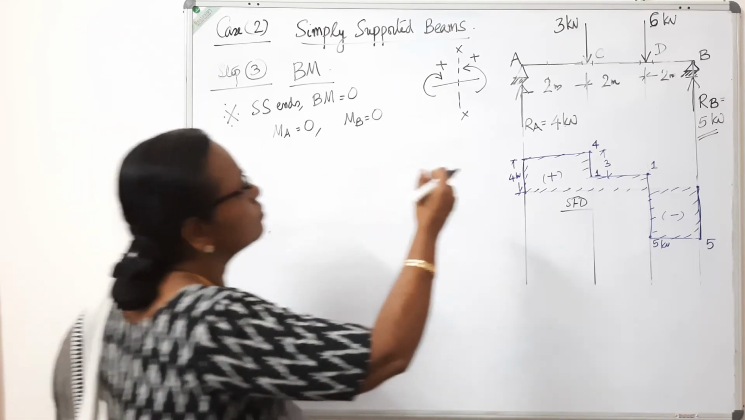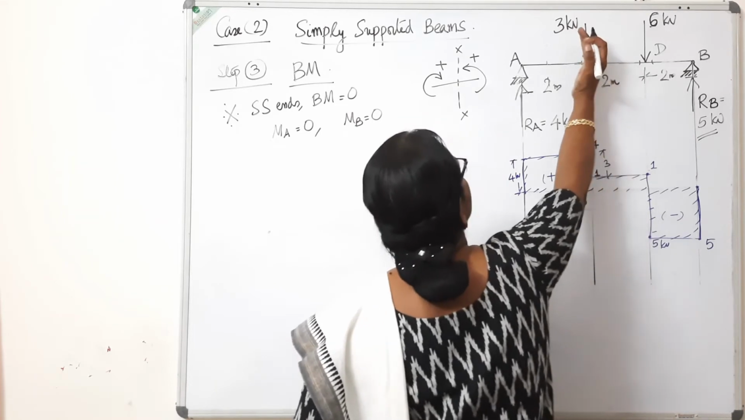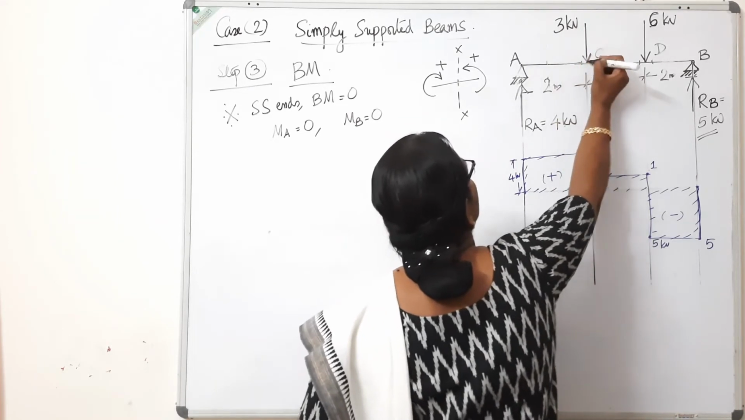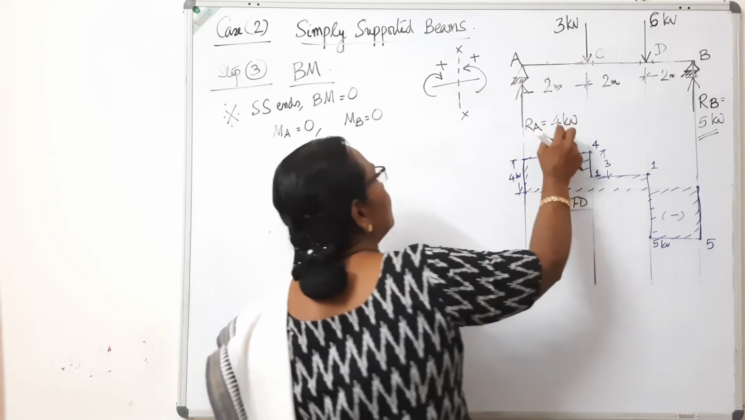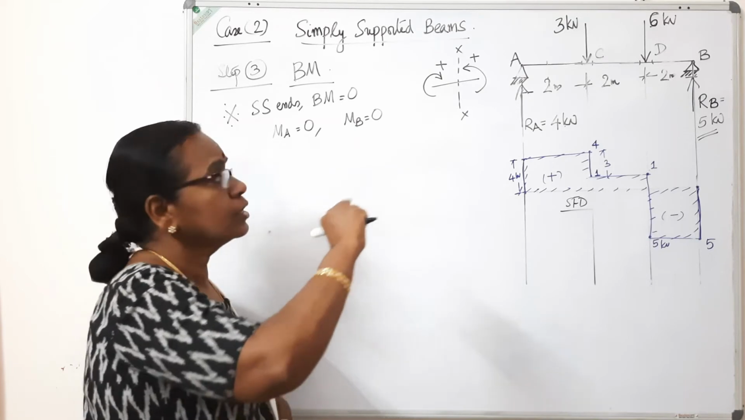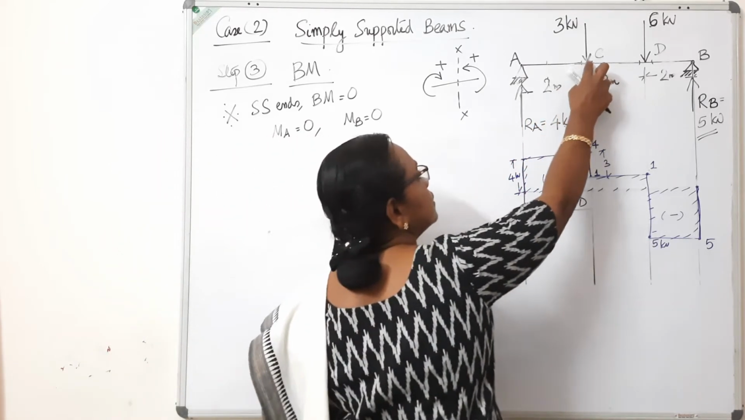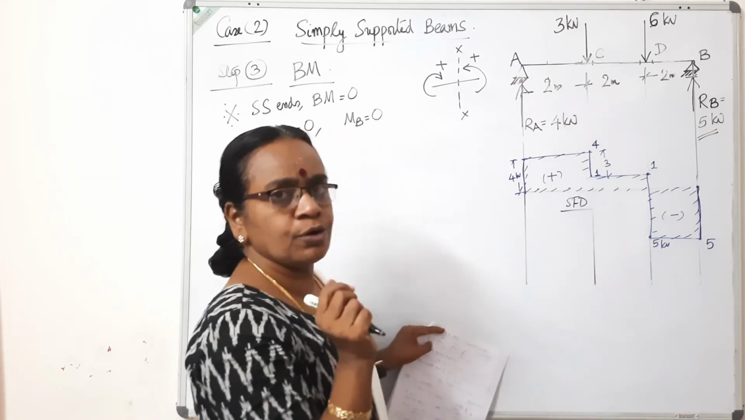Even if you calculate, it will be 0. Now coming to point C. Here I am going to consider left of section. Left of C, there is only one load, 4 kilonewton. Moment of that 4 kilonewton about this point is 4 into 2. It is numerically 8 kilonewton meter.